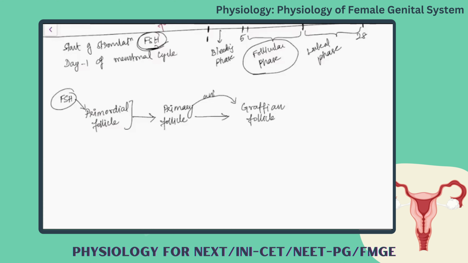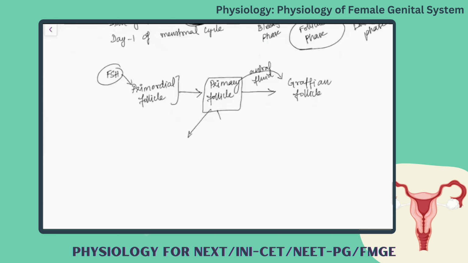with the production of antral fluids. That is the fluid which gives supplementation to the egg which is formed inside the follicle. And during primary follicle production, it is going to release two types of hormones. One is estrogen and inhibin. Okay, so now this estrogen is going to give an inhibitory signal to FSH.